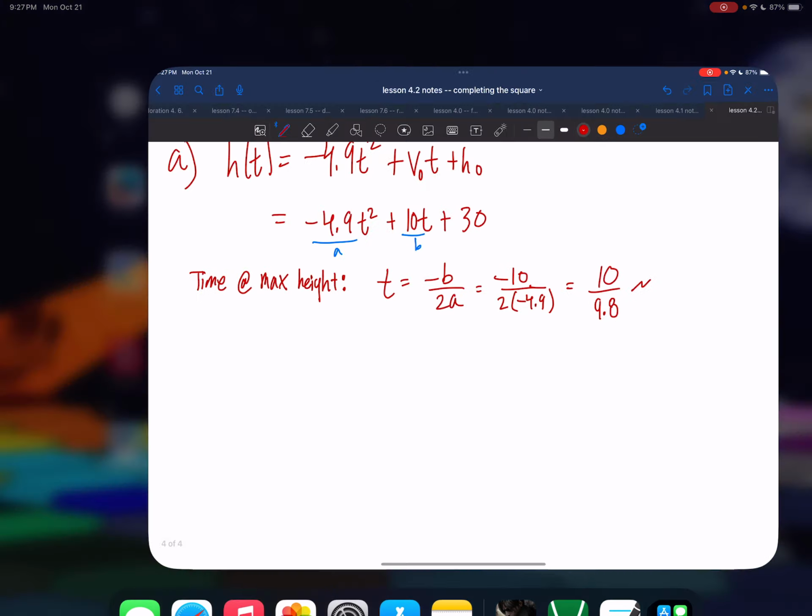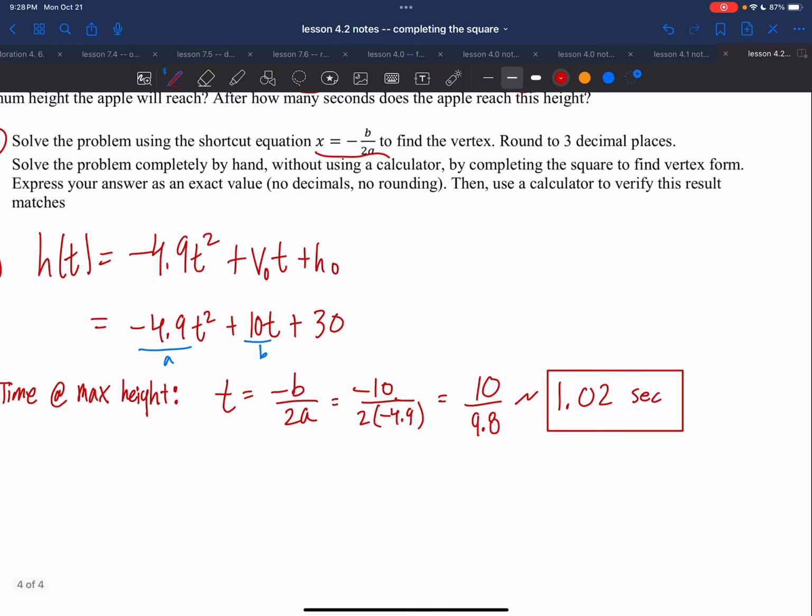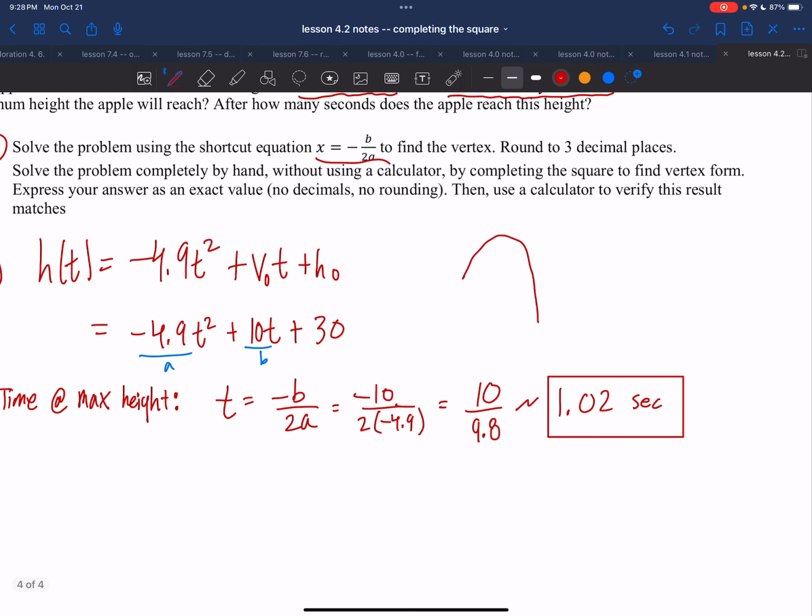1.02. Okay, that's great. That's roughly 1.02 seconds. So what this says is, after 1.02 seconds, the projectile, the apple, will be at its maximum height. Yeah? So right here, the time will be 1.02 seconds. Okay? The height, however, we have to ask, how do we find the height?